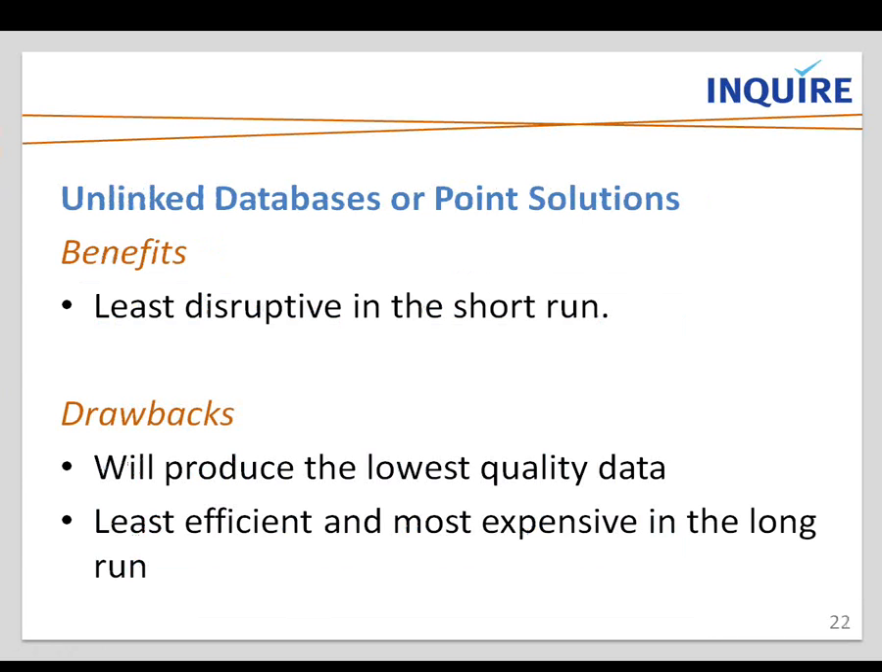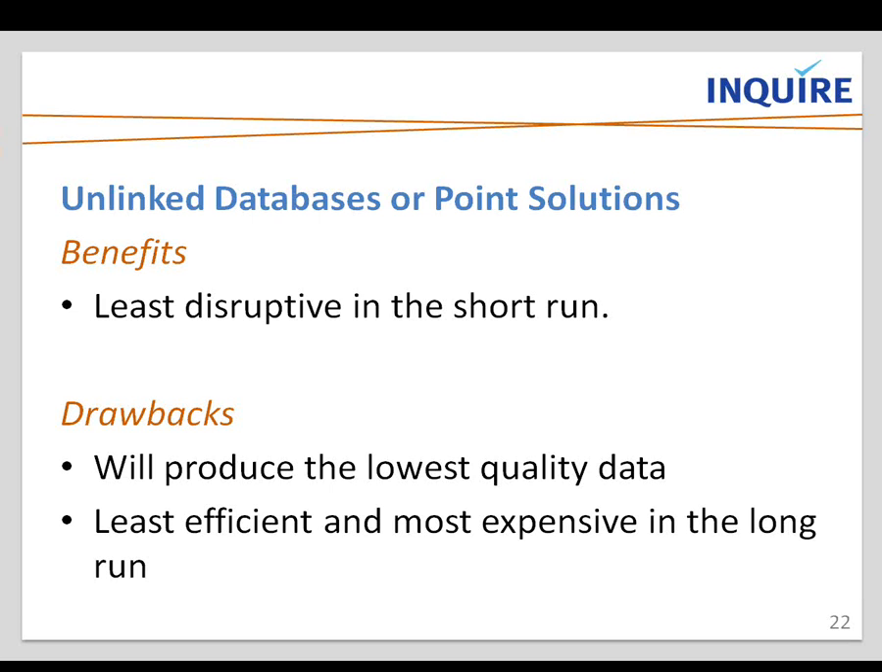Unlinked refers to freestanding databases used by agencies to carry out their work. So licensing has a database, subsidy has a database, workforce has a database, the people doing the quality observations have a database. A point solution or point product is software that is designed to solve a particular problem without regard to related issues such as the quality of data within each of those source databases.